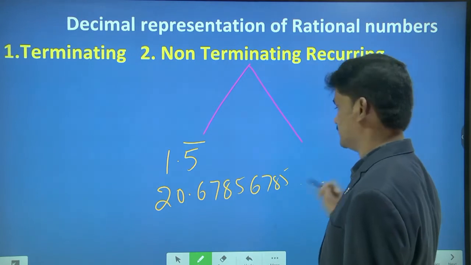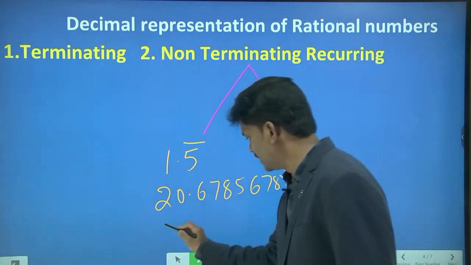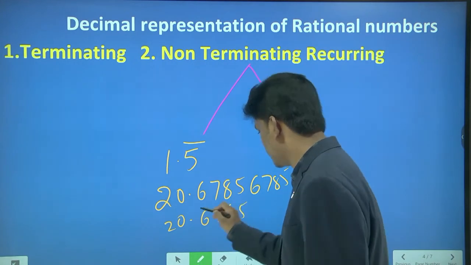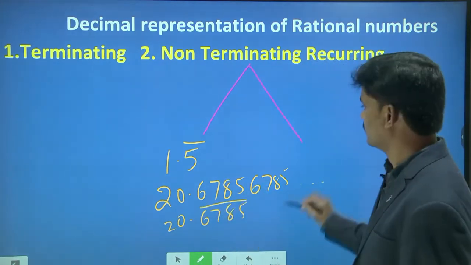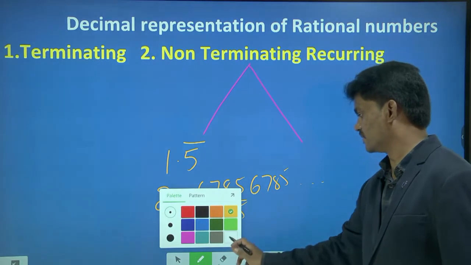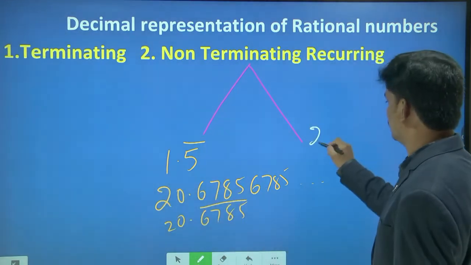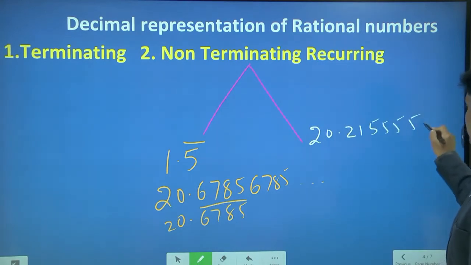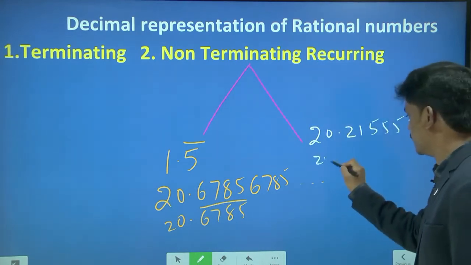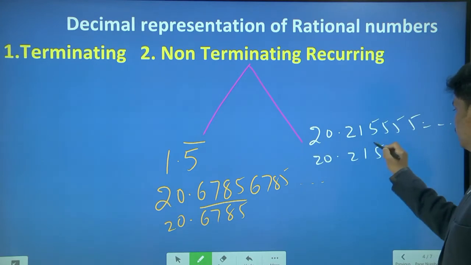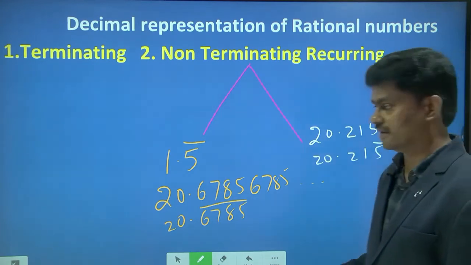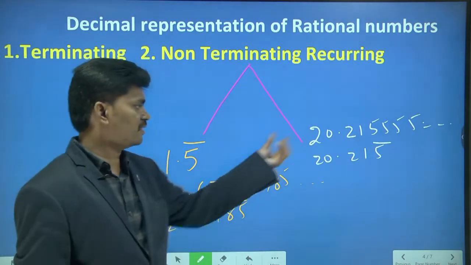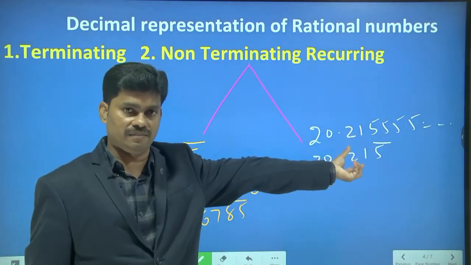Here in an example I will write 20.6785 and so on. So we will write it as 20.6785 bar. This is repeating. And here I will take an example like 20.215555, like that I am writing. That means we will write 20.215 and 5 bar. So what is the main difference between this example and that example?